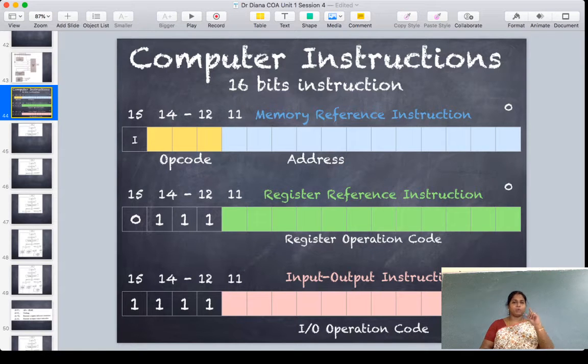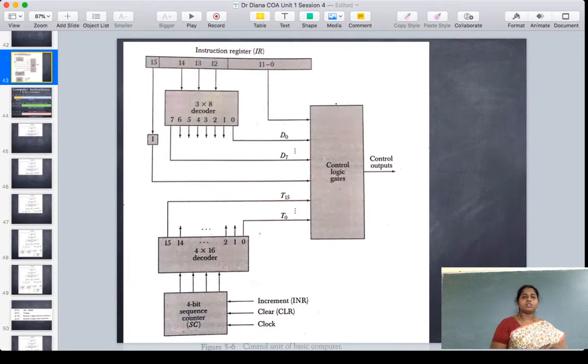D7 can be 1 only if all 3 bits of that decoder input are set to 1. Only if all bits 12 to 14 are 1, then the output of the decoder in this circuit will be 1. So if bits 14, 13 and 12 are all set to 1, then my output will be D7. D7 alone will be set to high. D0 to D6 will be set to 0.